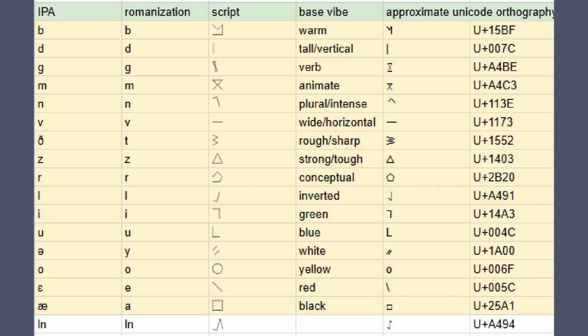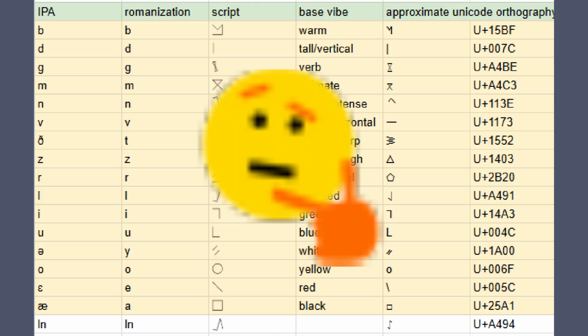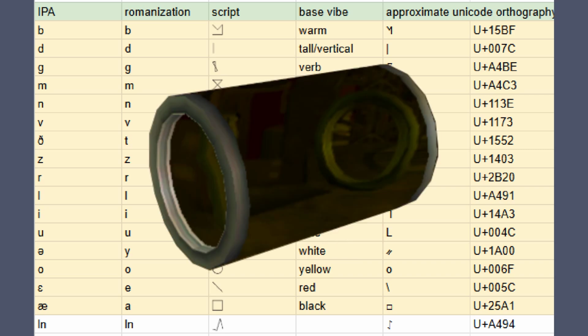And this is the orthography. We got the IPA phonemes, the romanization, the language's alphabet, my best attempt at mapping that alphabet to existing Unicode characters, and the base vibe for each phoneme. But why do the phonemes have base vibes? Do I just have synesthesia? Not as far as I'm aware.